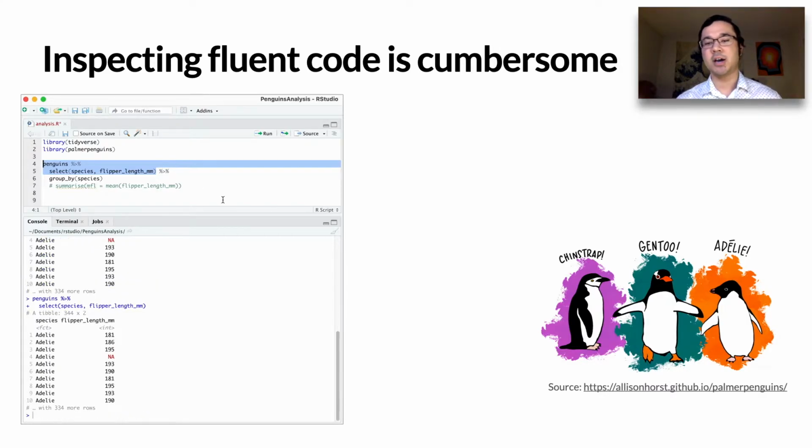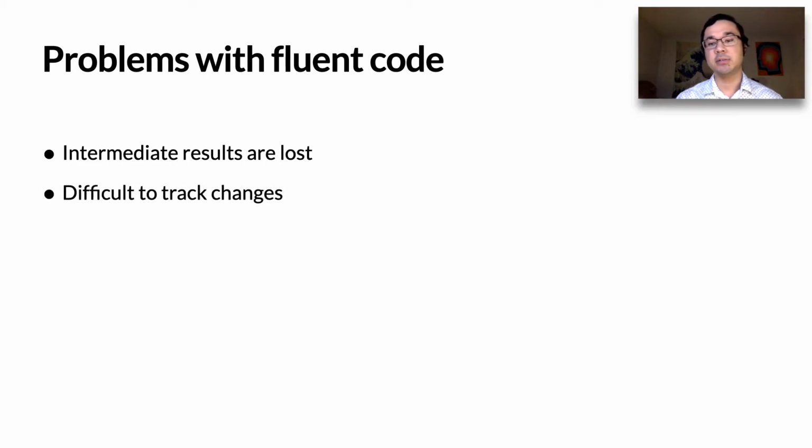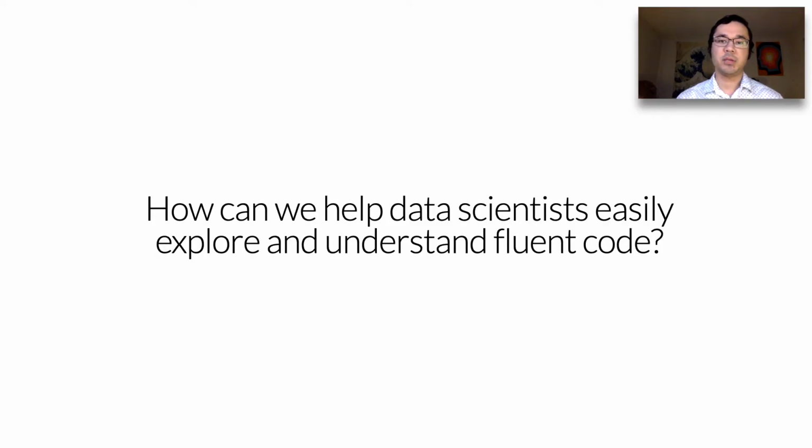Now, obviously, this is not a very fun experience, so there are a couple of problems with Fluent Code despite the benefits of legibility. First, because we are building up a chain of expressions, we lose the intermediate results and only have the final result to look at. Now, this makes it difficult to track changes made to the data at each step. And exploring the code is also a tedious process that requires messy code modifications and re-execution. So how can we help data scientists easily explore and understand Fluent code?